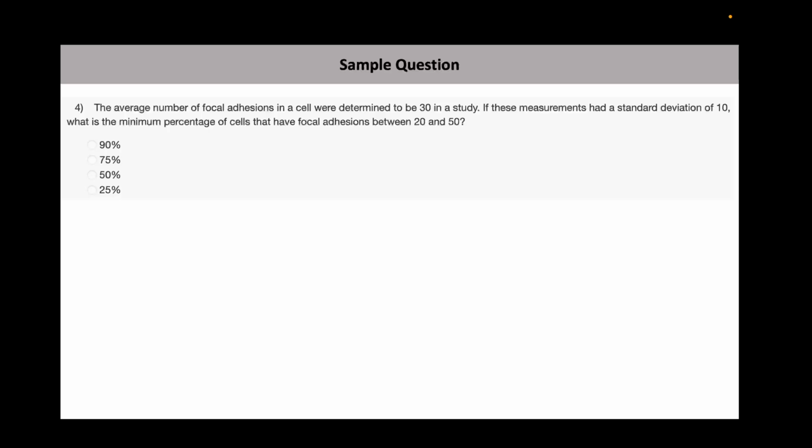Okay. So your next question is, the average number of focal adhesions in a cell was determined to be 30 in a study. If these measurements had a standard deviation of 10, what is the minimum percent of cells that have focal adhesions between 20 to 50? Again, this question requires a similar formula that I explained in the previous question. I hope that you will be able to solve this question. Please go ahead, it will be helpful for you. See if you can solve this, otherwise I'll help you solve it. I'm highlighting the values that they have given.